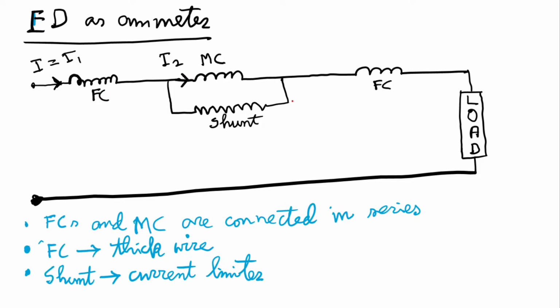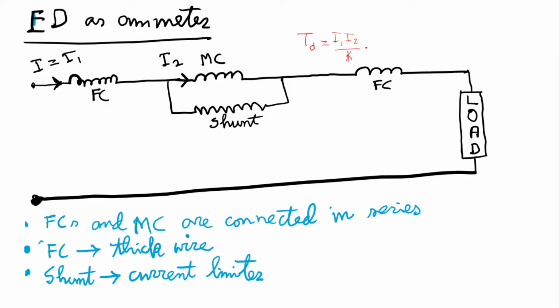Here you see FC stands for the fixed coil and MC stands for the moving coil. As an ammeter, you know that there will be a shunt, and this shunt will be connected across the moving coil, and this will limit the current flow through the meter. And another thing, the fixed coil is always made of thicker wire. Okay, thick wire. Now here what happens, you know that the working expression is TD equal to I1 I2 by K.